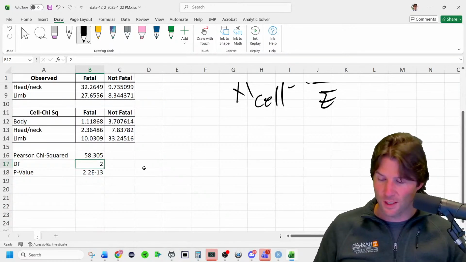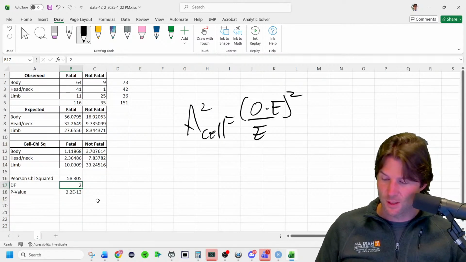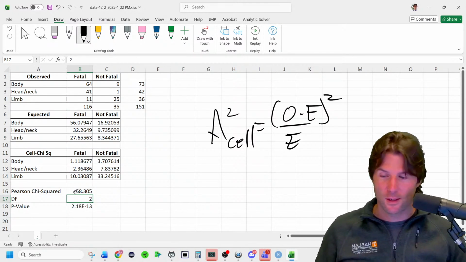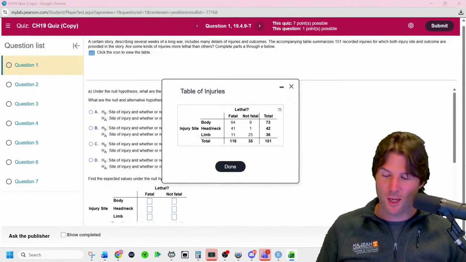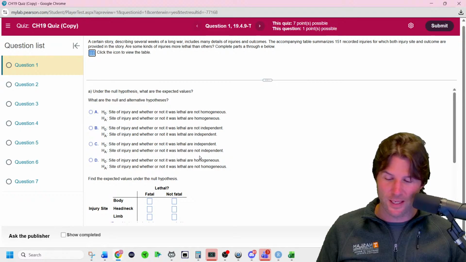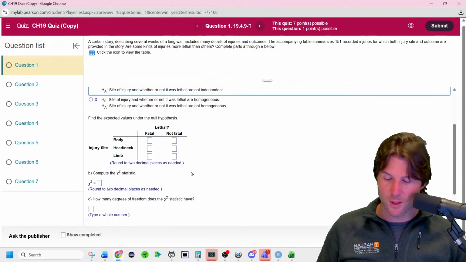But we just did the full test. We did the sum of the cell chi-squareds. Yeah, I think we've done it. Let's go look at this. The null hypothesis is going to be that the two things are independent. The alternative is that they're not independent.